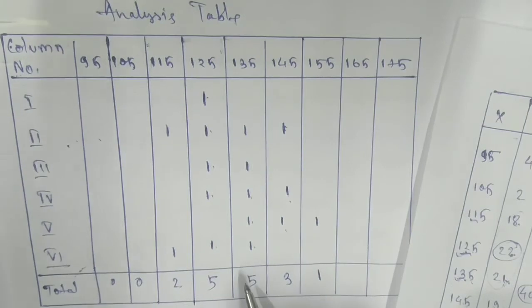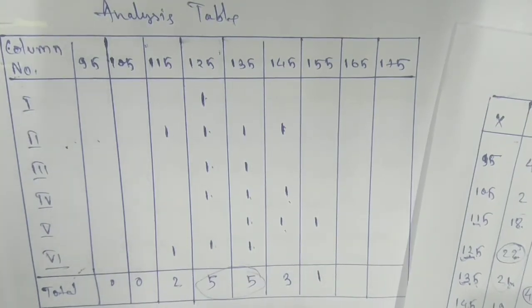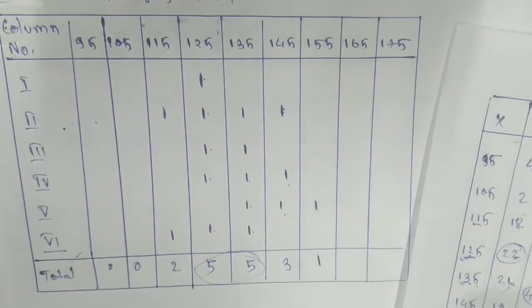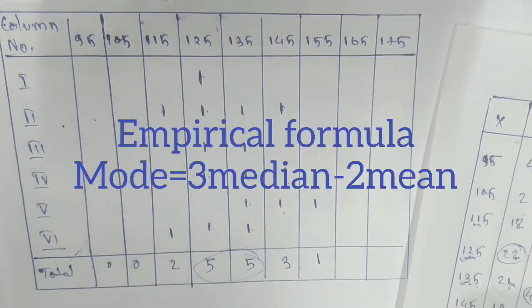2, 1, 2, 3, 4, 5, 1, 2, 3, 4, 5, 1, 2, 3, and here 1. See, in this case, in both we are getting 5, 5. So this is your ill-defined. After getting the analysis table, if we get this type of data, that means it is ill-defined. So what we need to do? We need to go for the empirical formula and find the mode from there. Okay.